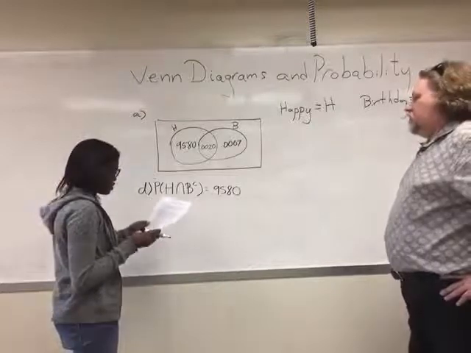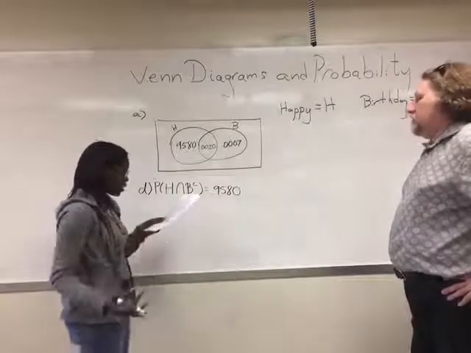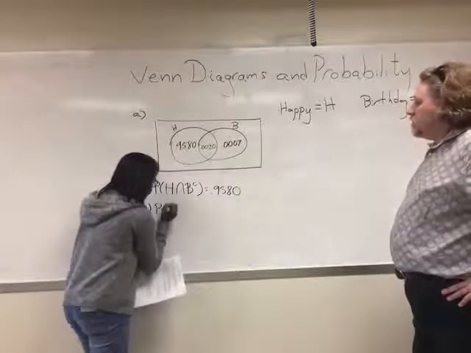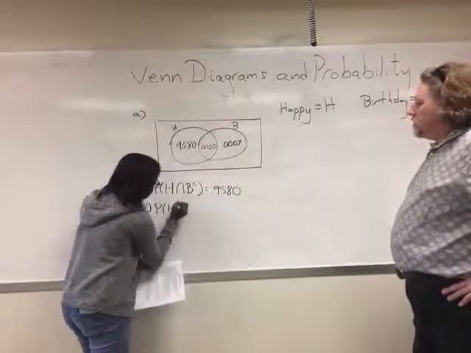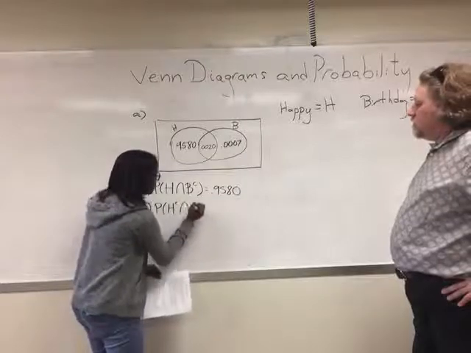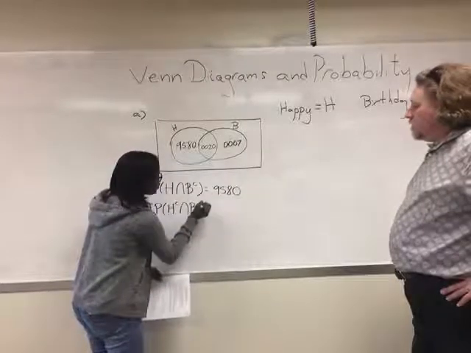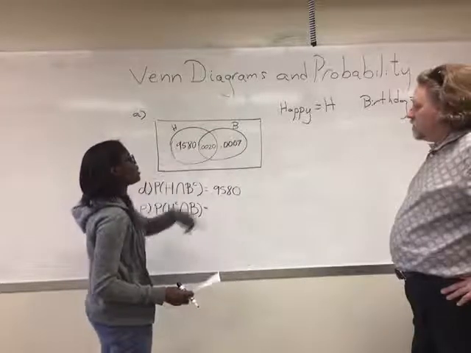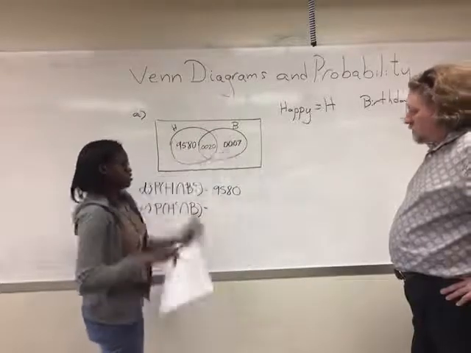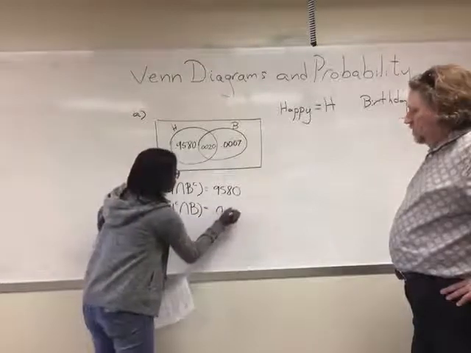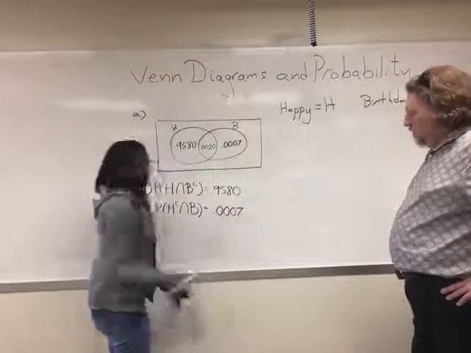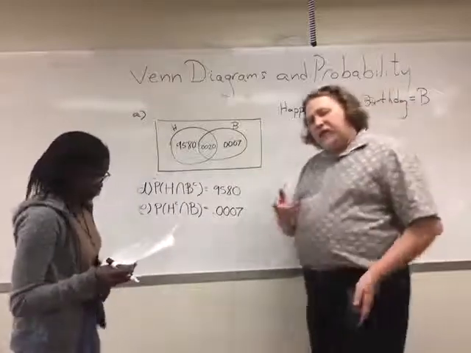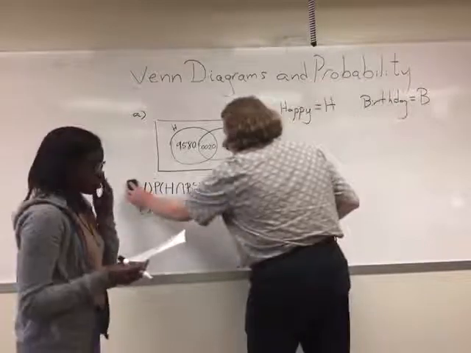So E says, what is the probability it is not a happy day, but it is your birthday? Wow, that is so sad. Okay. H complement, and it is your birthday this time. So the only place on the diagram where it's your birthday, but it's not a happy day, is right here. So that would be 0.0007. Very good. Okay, now we're going to go to the last part, conditional probabilities.